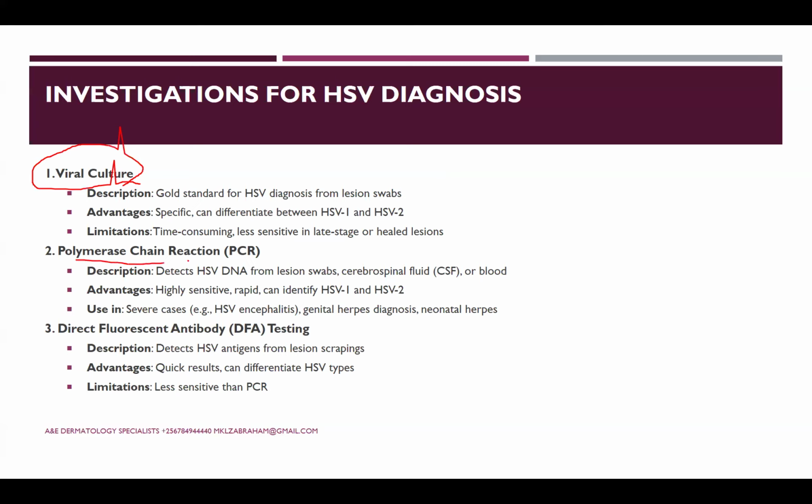Then we can also do a PCR. This is usually very sensitive but expensive and not readily available. We can also do direct fluorescence antibody, the DFA testing. This is also less sensitive than PCR, but it usually gives quick results, but still not available in our setting.